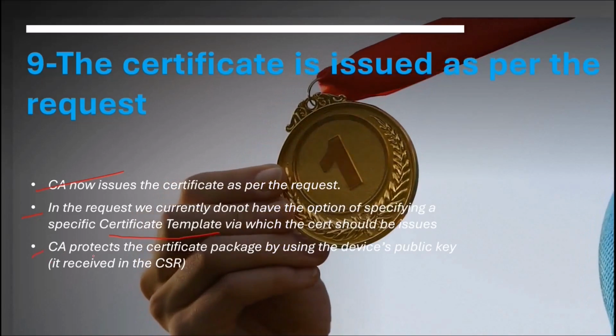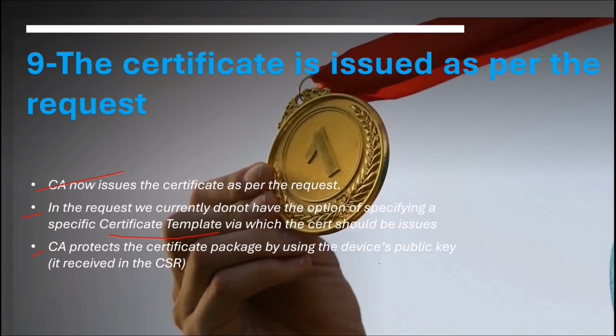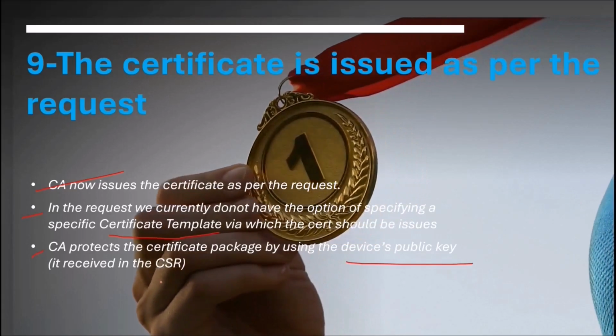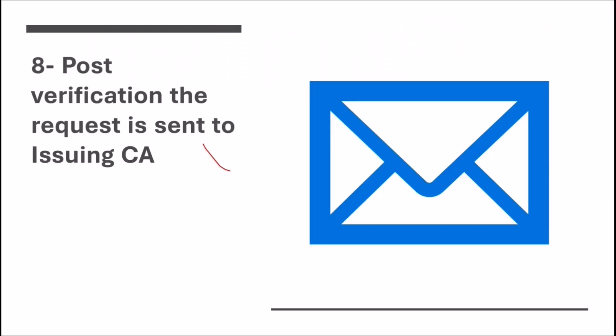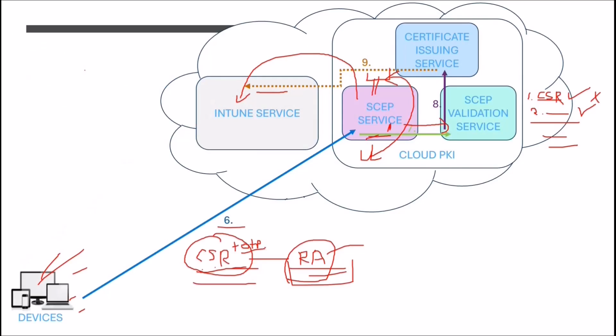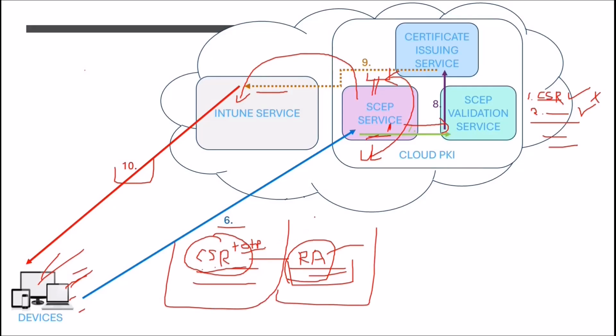And over here, the next point is that the CA protects the certificate package by using the device's public key that it received in the CSR, which means that this certificate which is coming down to the device over here in step 10 is encrypted using the device's public key. How did the SCEP service receive the public key? This CSR which was sent contained the device's public key as well, which I forgot to mention earlier. The SCEP service is going to send the certificate over here, and this certificate is encrypted using the device's public key.